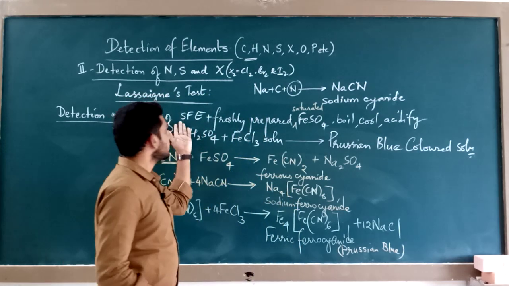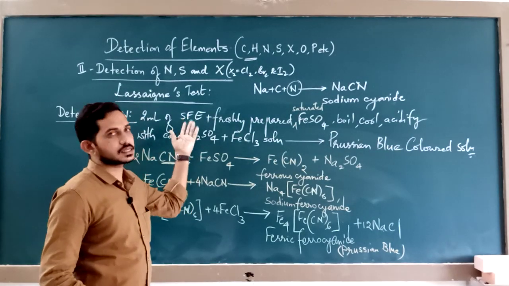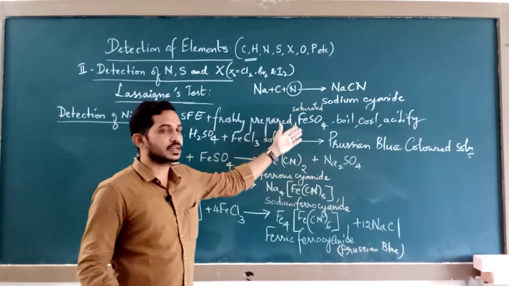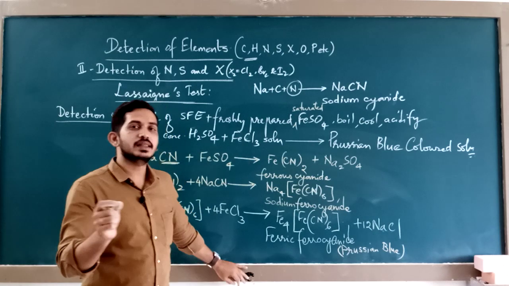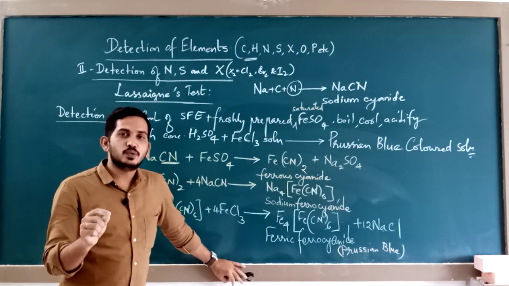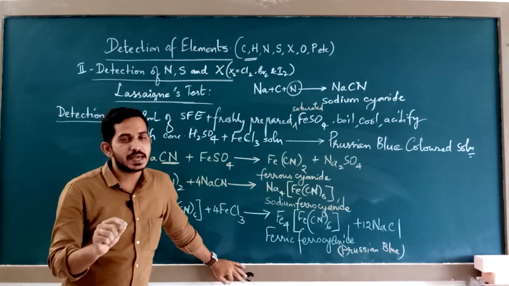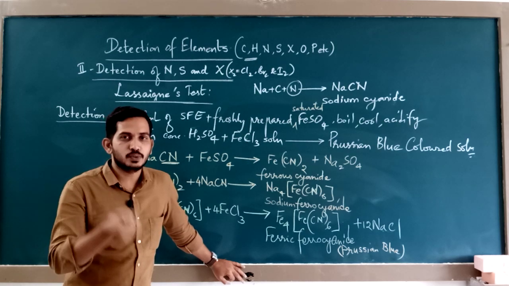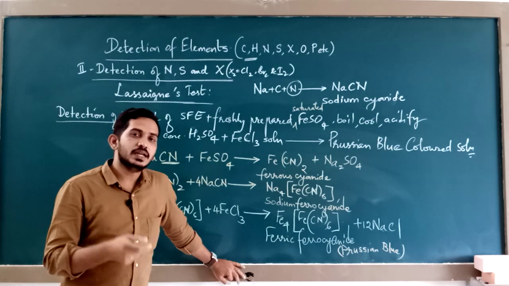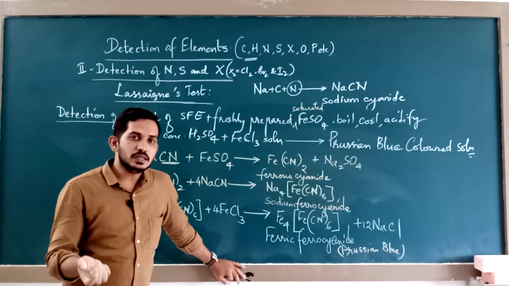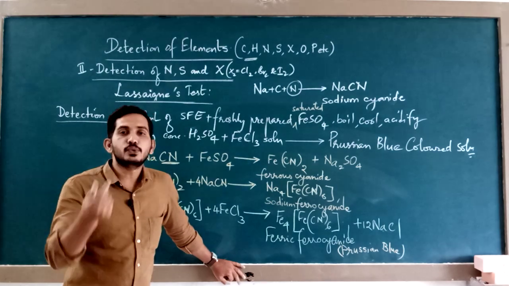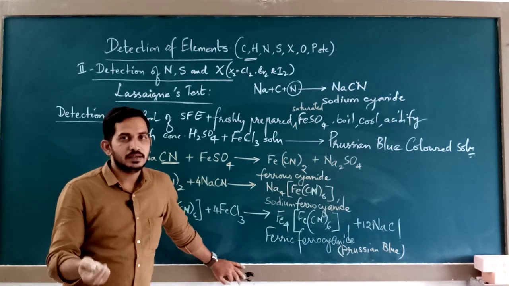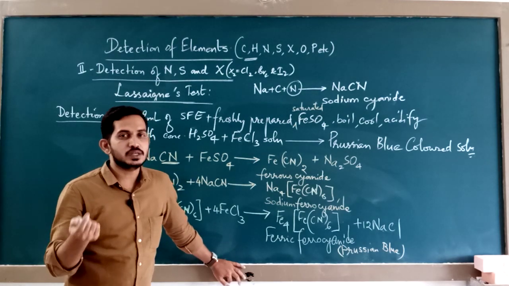So to the 2 ml of sodium fusion extract or Lassaigne's extract, add freshly prepared saturated ferrous sulfate solution. You boil the solution, cool. Upon cooling, acidify it with sulfuric acid and then add 2 to 3 drops of ferric chloride solution to it. Upon adding ferric chloride, the color will become greenish or Prussian blue, indicating the presence of nitrogen in an organic compound.